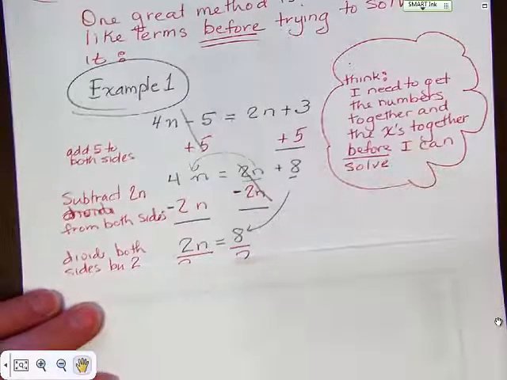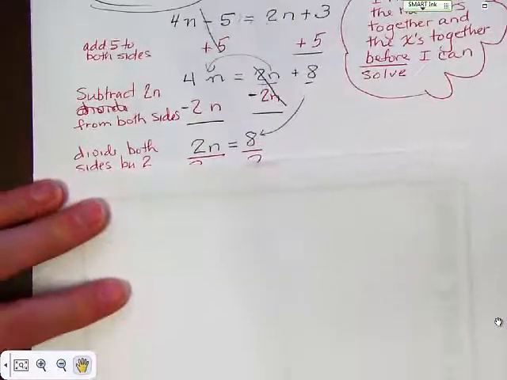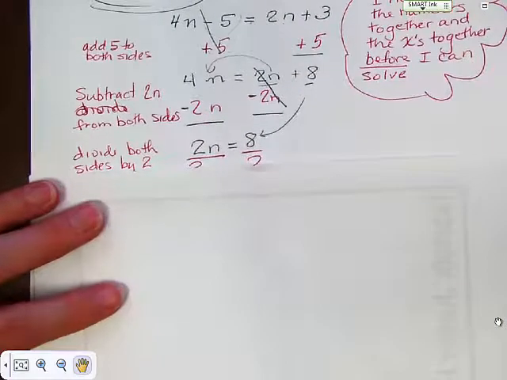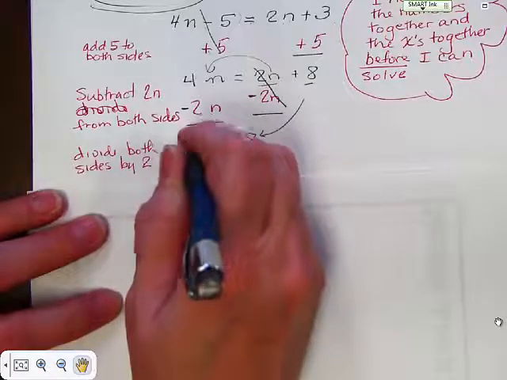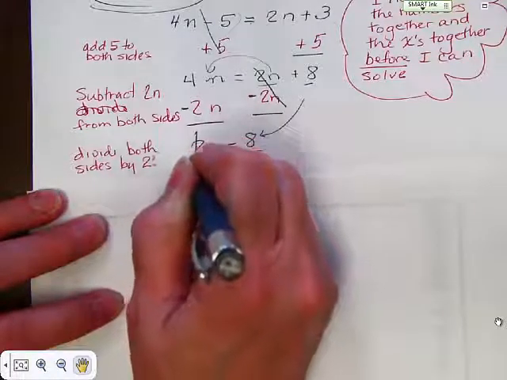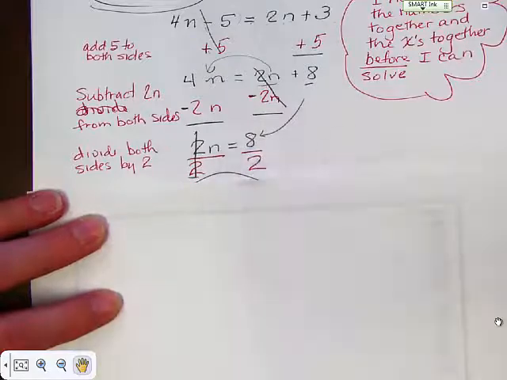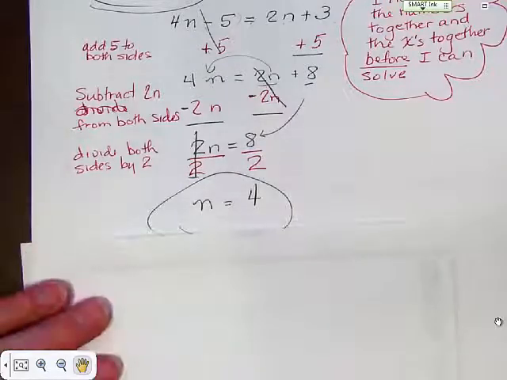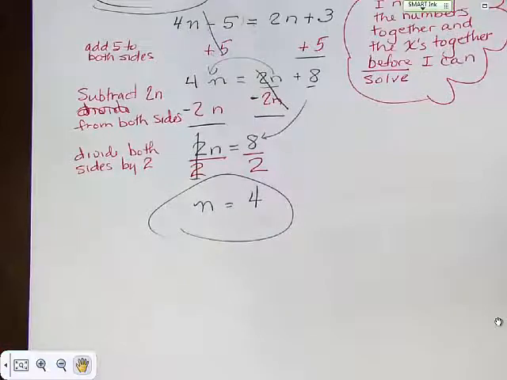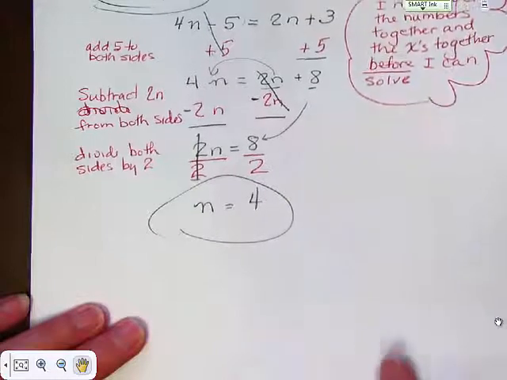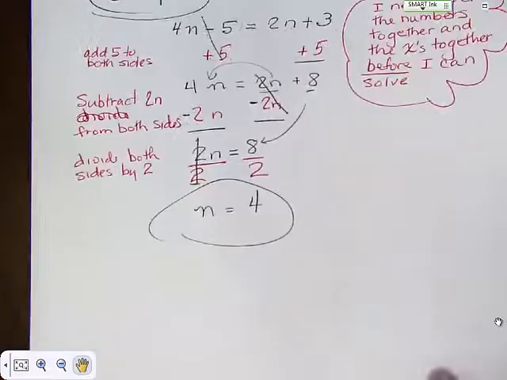And now you're going to divide so that you can get rid of that 2 with that n. Divide both sides by 2. This becomes my well-chosen 1. And this becomes 8 divided by 2, which makes n equal to 4. Okay, did you follow that? It's really not all that bad, and it's really not that hard. If you have questions, you'll just have to ask me in class.